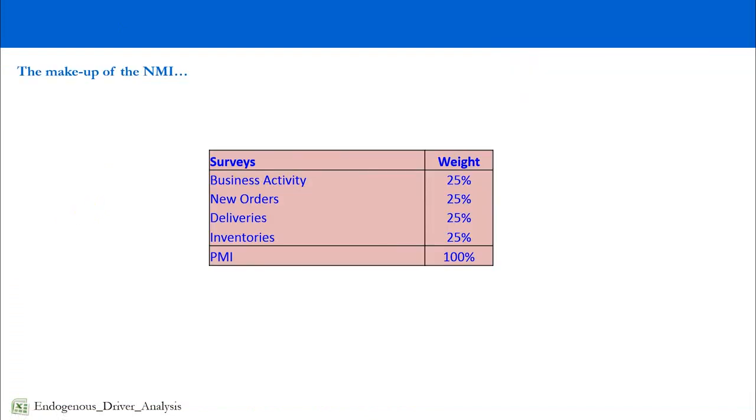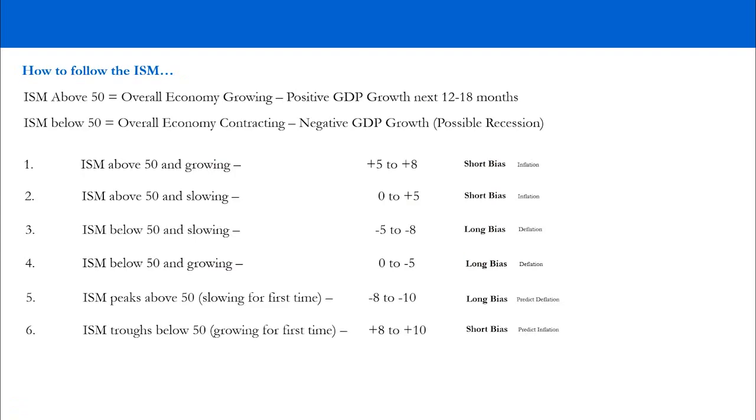The NMI is slightly different to the ISM in terms of its makeup. There are 4 areas that we look at: business activity, new orders, deliveries, and inventories. There's a 25% weighting given to each area, and that creates the composite PMI for the non-manufacturing index, which is what we're really interested in. How do we look at this? We score it in exactly the same way as we did with the ISM. So the ISM and the NMI, we're scoring exactly the same way.